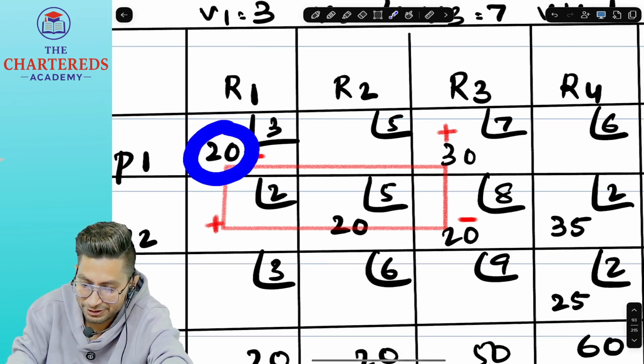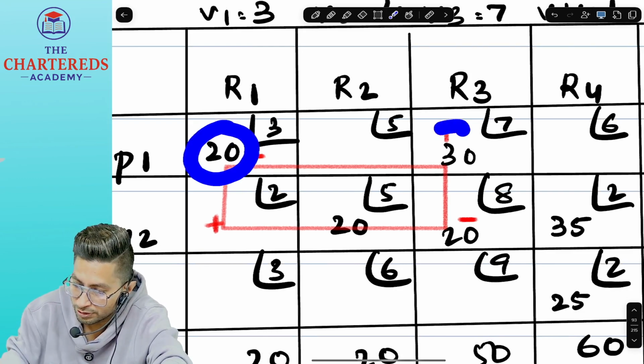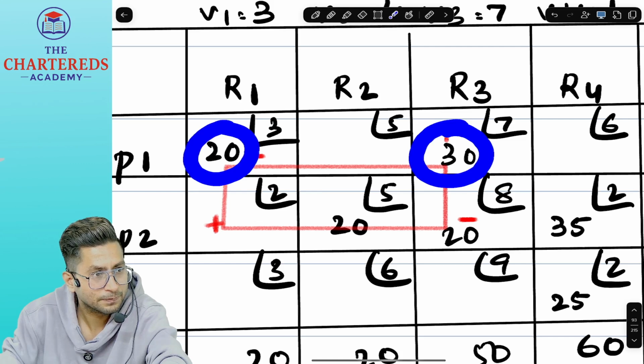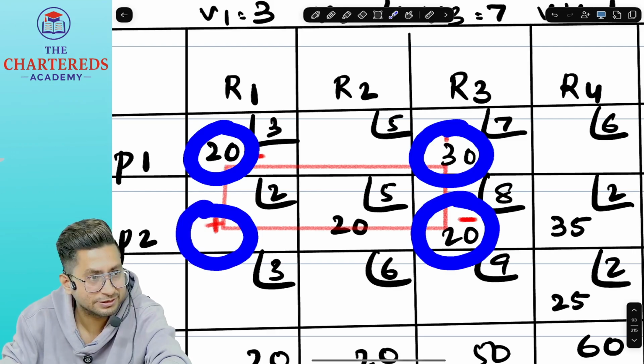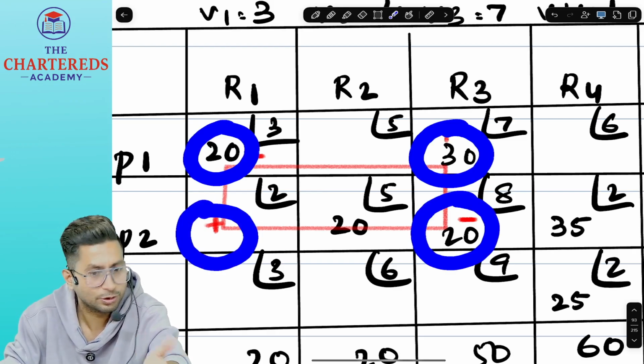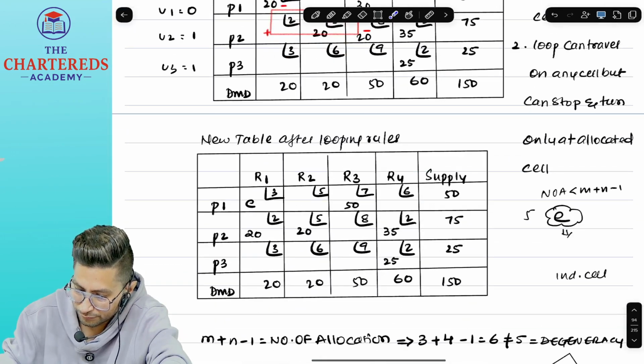So this 20 minus 20 will become 0. 30 plus 20 will become 50. 20 minus 20 will become 0. Nothing is there, 0 plus 20 will become 20. We created a new table.